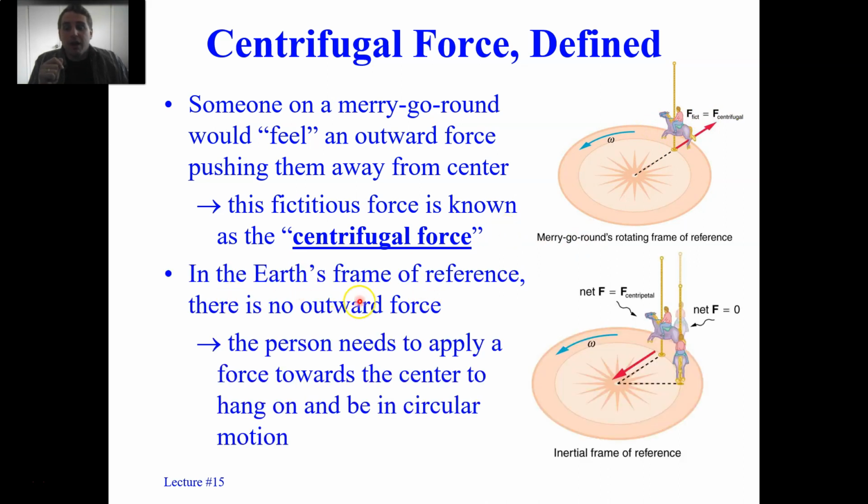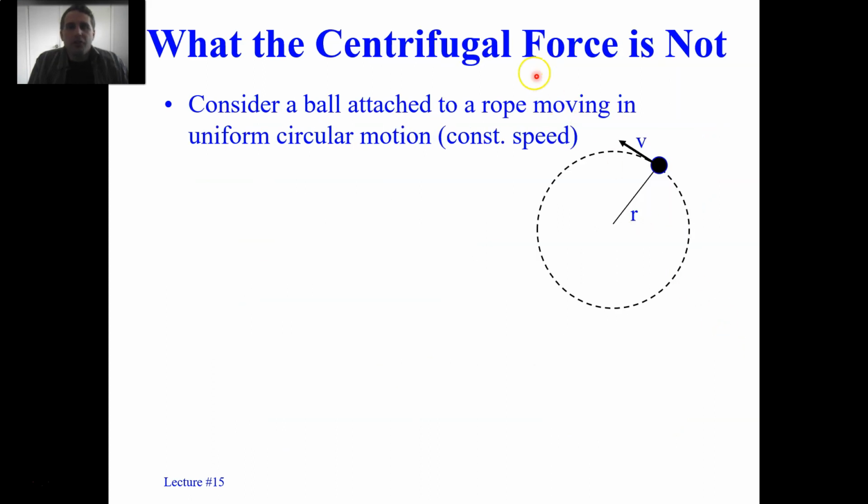But in the Earth's frame of reference, there is no outward force. So in the inertial frame of reference, the resting reference frame, the reference frame that is not accelerating, a person needs to apply a force towards the center to hang on and be in circular motion. In other words, the horse is being held in towards the center. A person might feel like they're flying off outward, but the horse is actually being held in towards the center because it's mounted to the rotating turntable. And that's the idea.